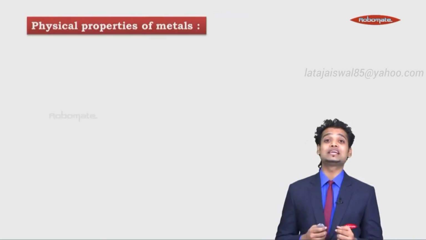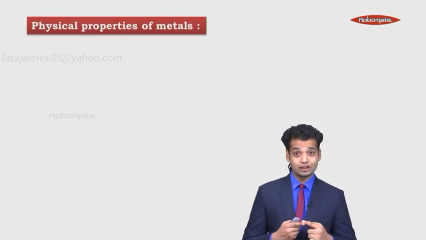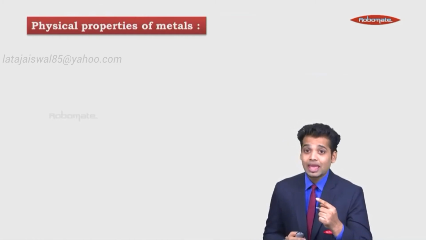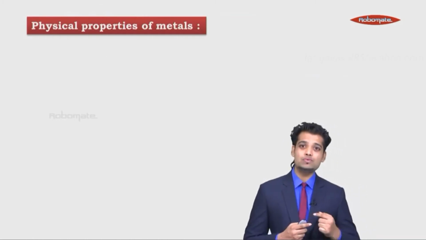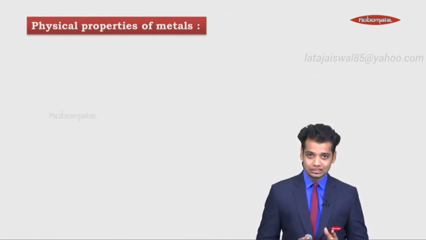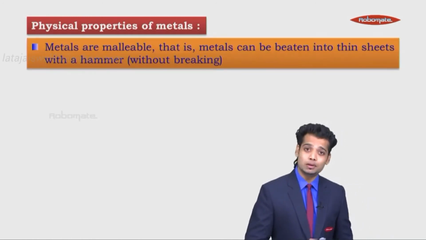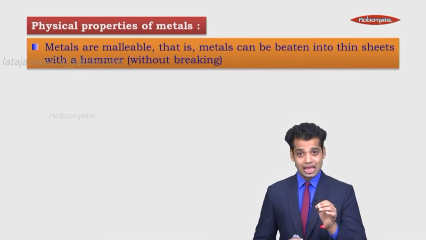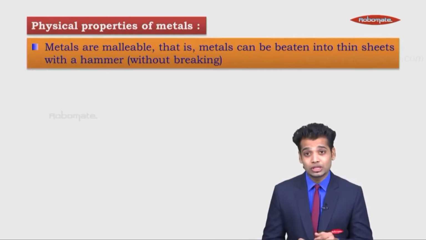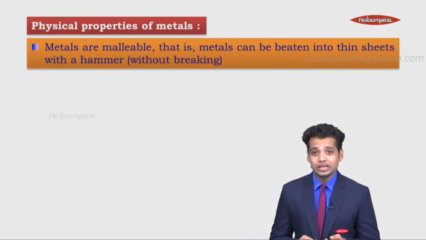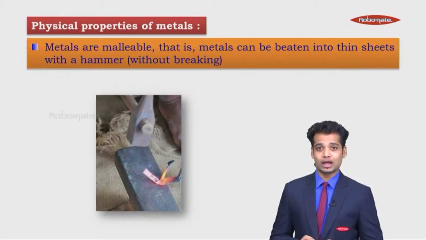Moving on to the physical properties of metals, the thing that we've studied in 7th, 8th and 9th standard, we are going to end it in 10th standard, but a little more details this time. Metals are malleable. That is, metals can be beaten into thin sheets with a hammer when heated. You can see the image of that.